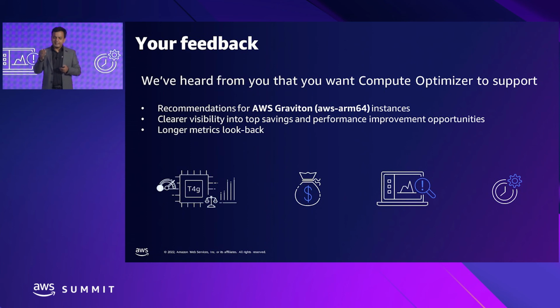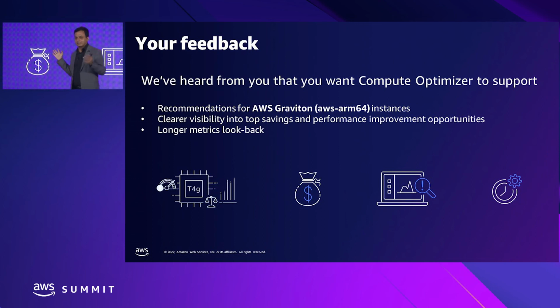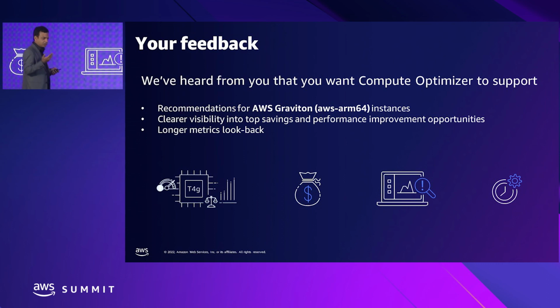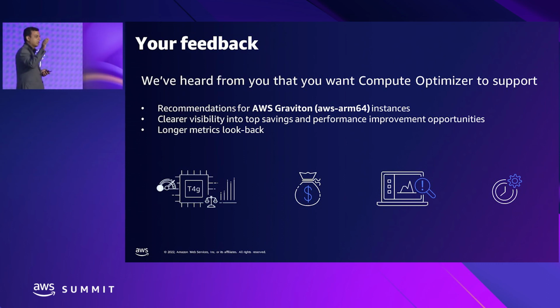Okay. Then the other set of features which has come is clearer visibility into the top priorities. So maybe I have multiple accounts, I have multiple services. Which ones are the top workloads that I can optimize from a compute, storage, or Lambda functions perspective? Okay, and then I have longer metrics also available, which may cover monthly peaks or quarterly peaks as well.